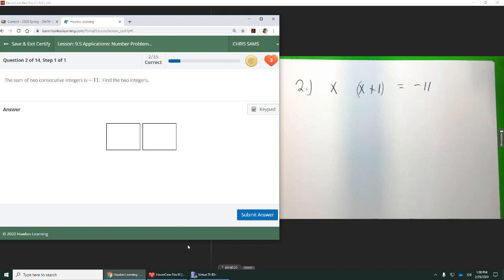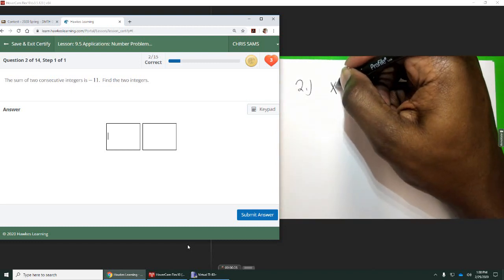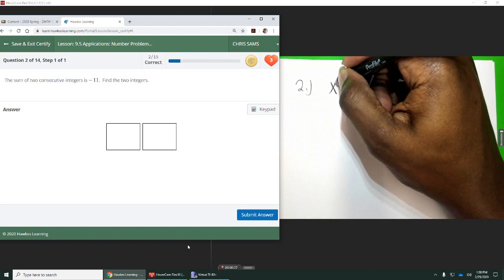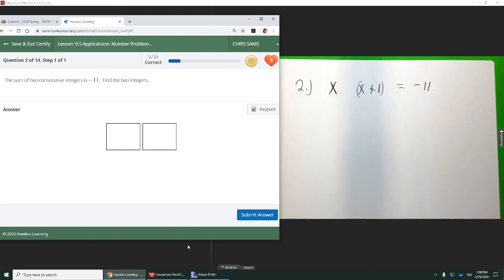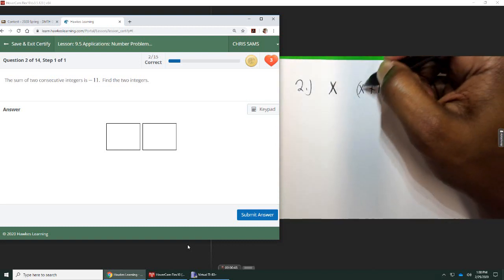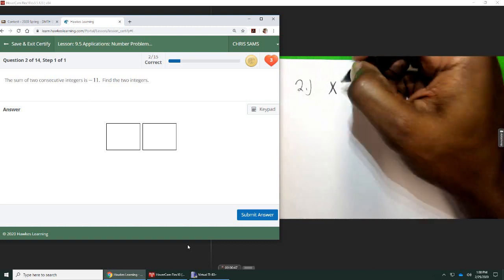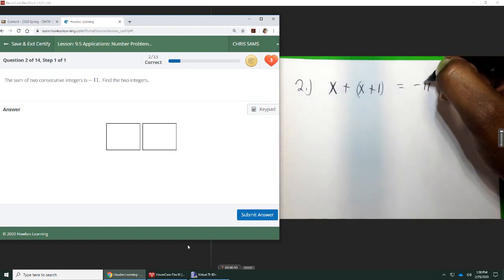Okay, so I'll show you the two ways to do it. One is just to label the unknown integers as a letter and then plus 1, because consecutive just means back to back in a row. So if you have one number, you add 1 to that, you get the next number. If we add these up, we get negative 11.